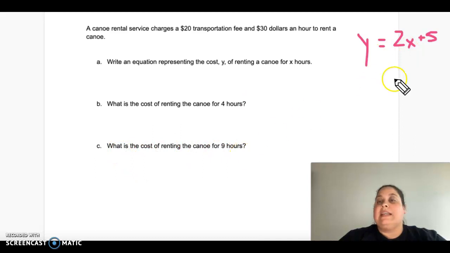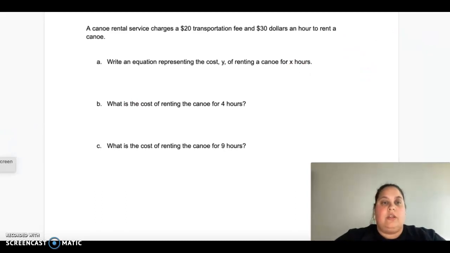If it says what is the cost in 9 hours, all we do is plug in a 9 here and solve it. If it says the cost is $102 or whatever, we would plug that in over here for our total. However, in this problem, it doesn't give us an equation. We need to write our own equation. So let's read the problem and see what's going on.